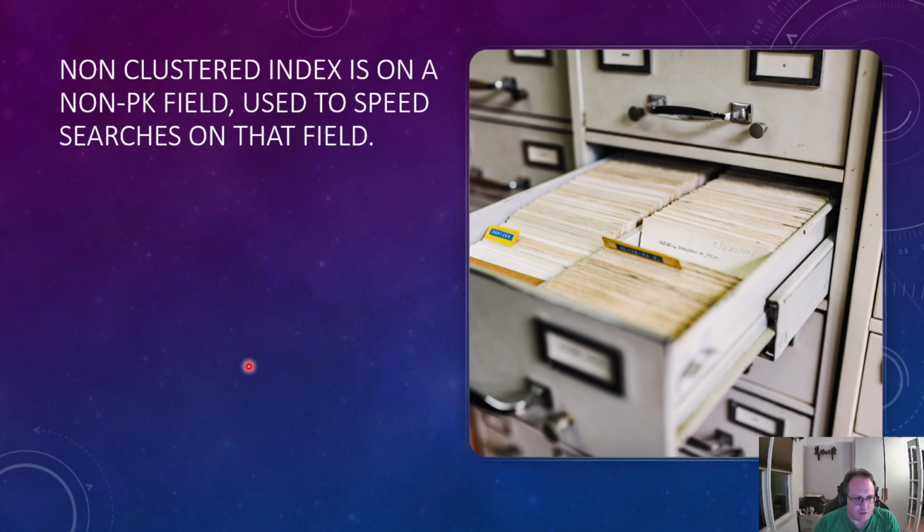Since you can have 1,000 indexes in a table and you have one clustered index, you can have 999 non-clustered indexes. A unique field would be another example of a non-clustered index.